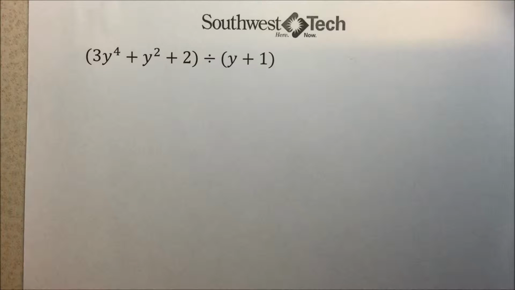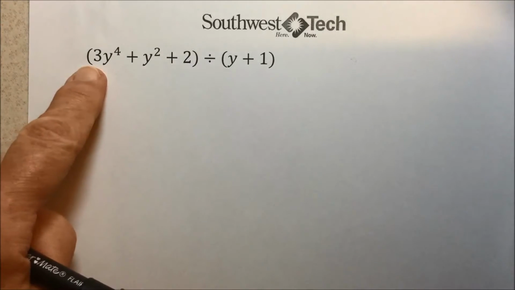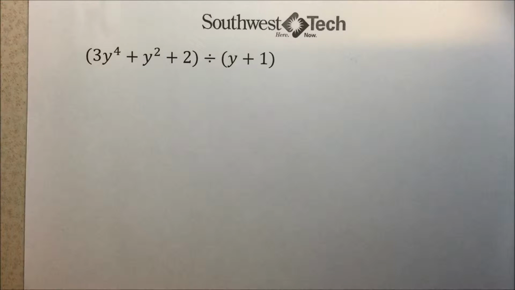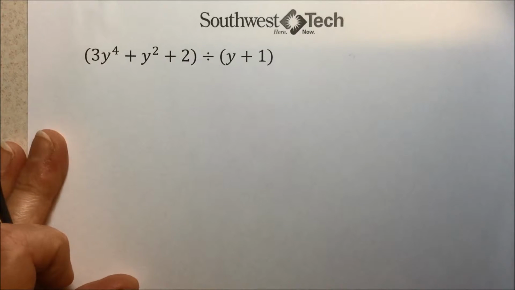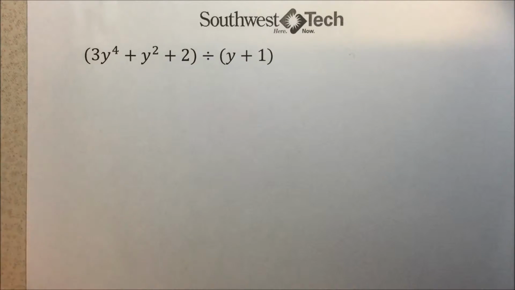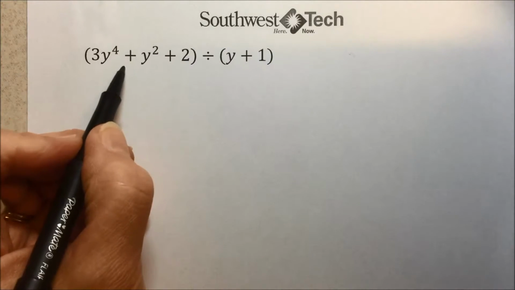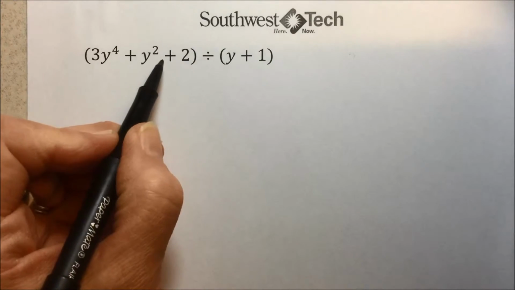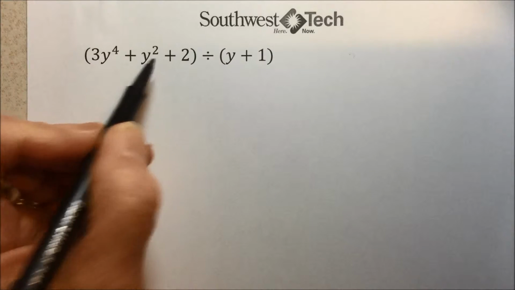A couple tips for dividing polynomials: arrange the polynomials in descending order, and if there are missing terms in the dividend, either write them with a zero coefficient or leave spaces for them. And we are missing some powers in this problem. We have y to the fourth, we don't have a y to the third, we have a y to the second, we don't have a y to the first power.